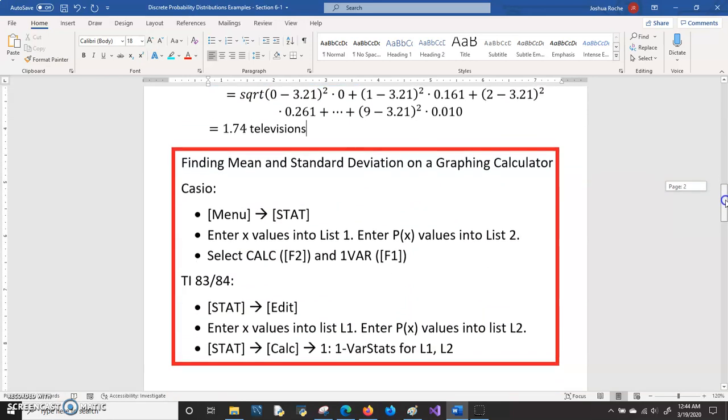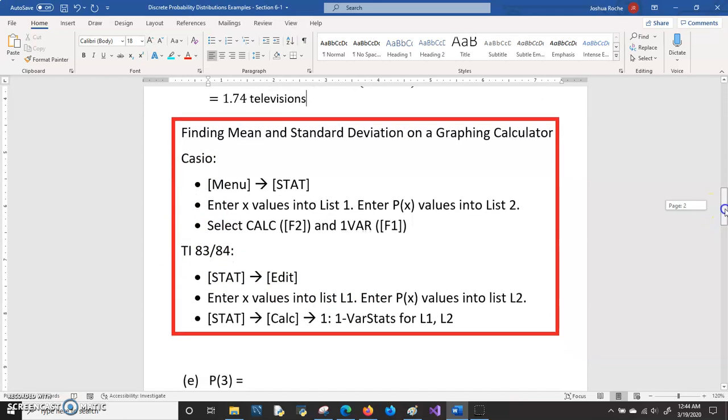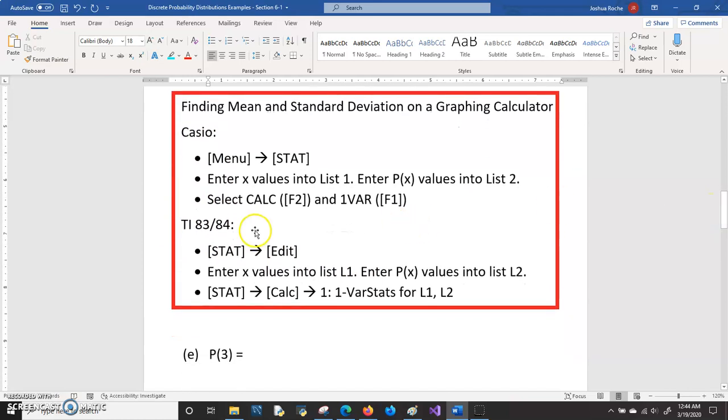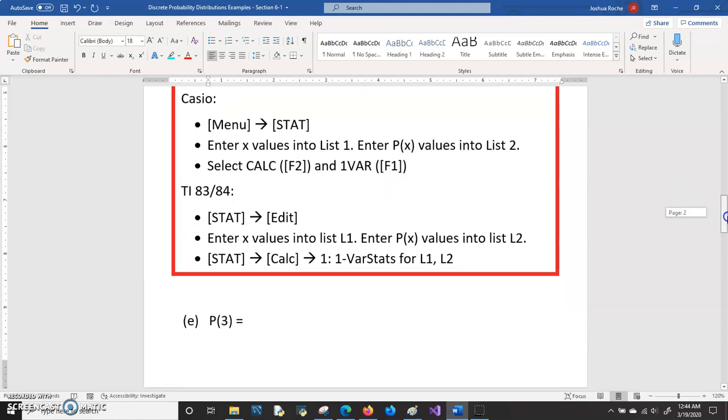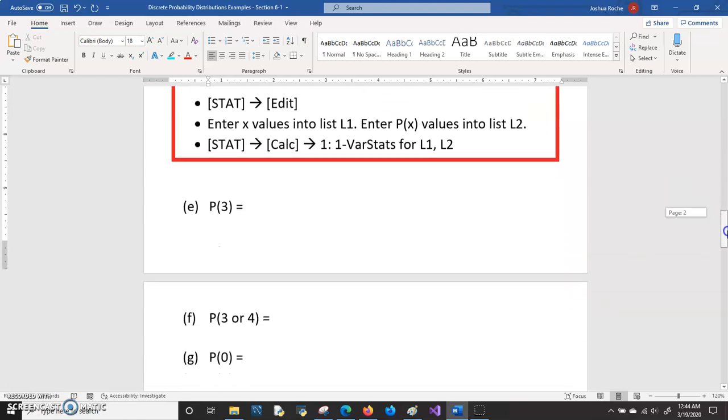As a side note, I have notes on how you would calculate the mean and standard deviation on the graphing calculator. These are the steps on the Casio. These are the steps on the TI-83 and 84. In the future, I would like to make a video to show how you would do this. But for now, those are the steps that you would take on the calculator.